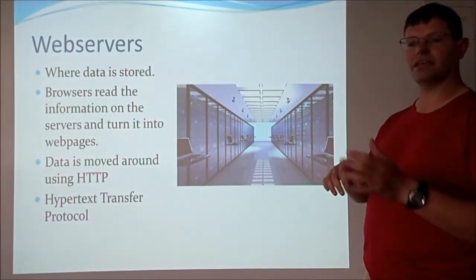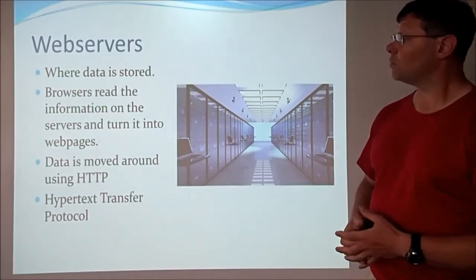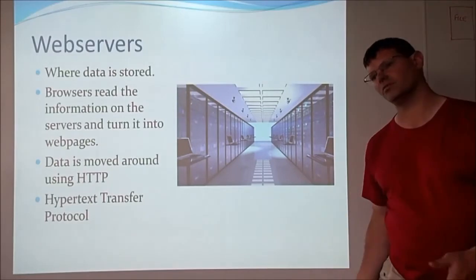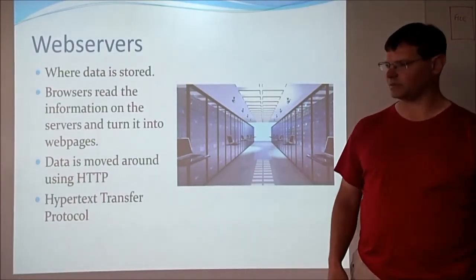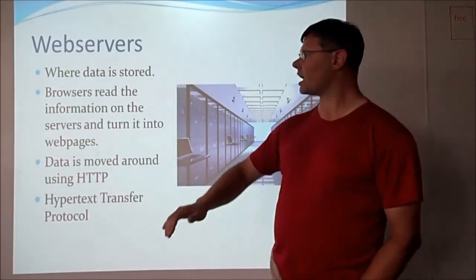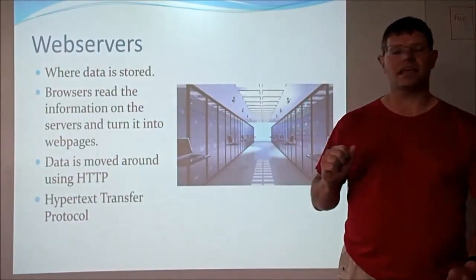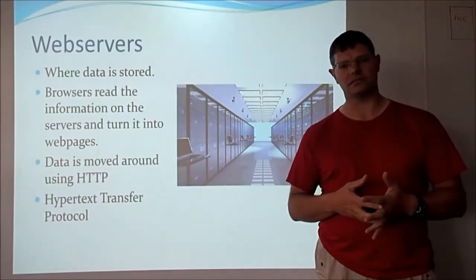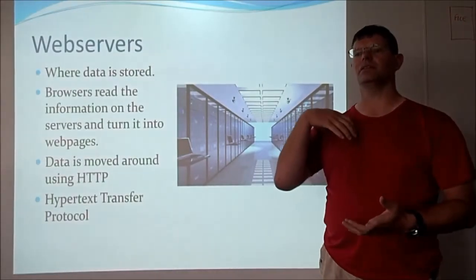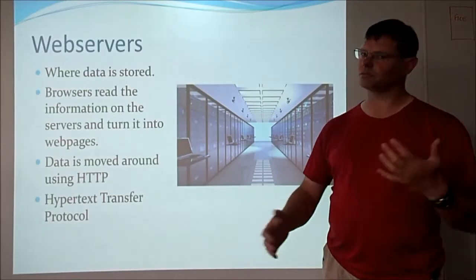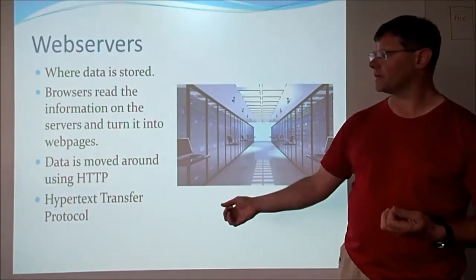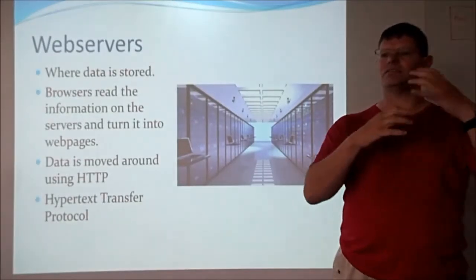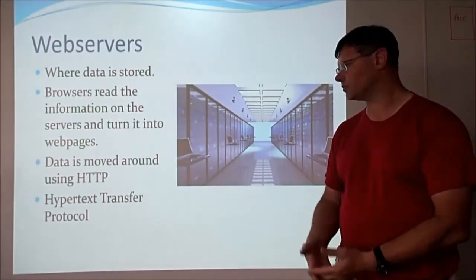Once you've got that, and there's information on those web servers, what your internet browser does, so your Internet Explorer or your Google Chrome, Firefox, Safari, whichever one you might be using at the time, is it reads the information that's on the server and turns it into a web page. The information will be written in a specific programming language, which we'll talk a bit more about in a minute, and then it reads the program's code, and it uses that code to create a web page that then comes up on your screen.